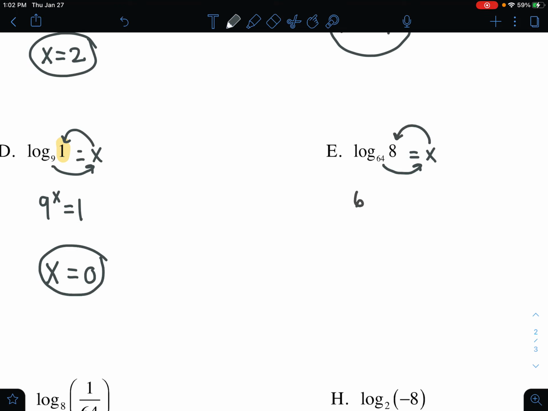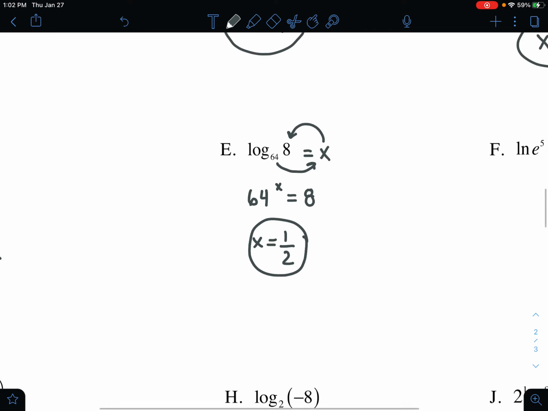All right, for E, 64 to the power of what equals 8. Two ways to think about that. If I go from a bigger base to a smaller answer, we know we're going to have some type of root or fraction in my answer. I know that 8 is the square root of 64, so you might just know that x is equal to 1/2 because that means square root.